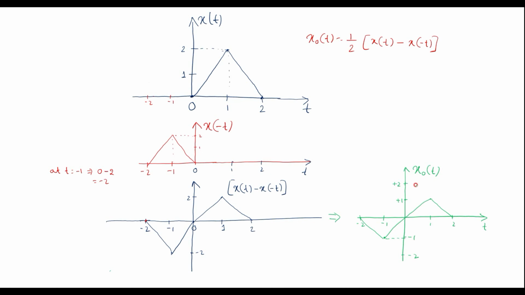If we add xe of t with xo of t, we will get back the same signal x of t.